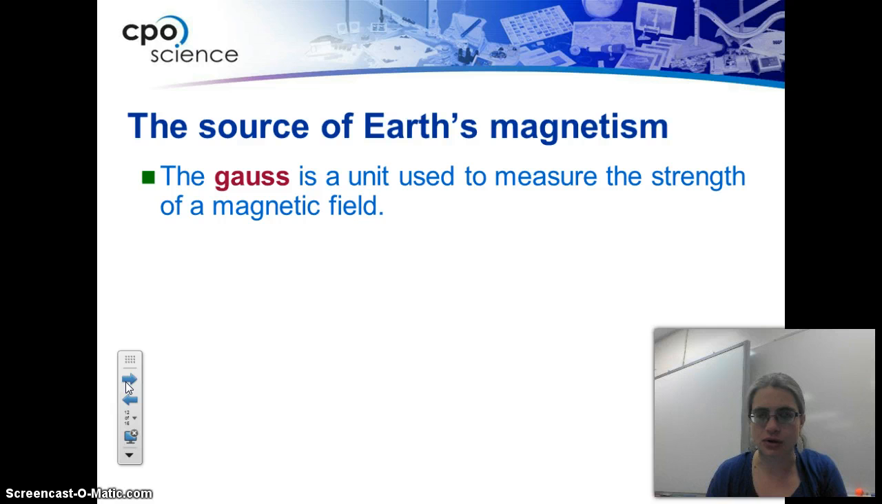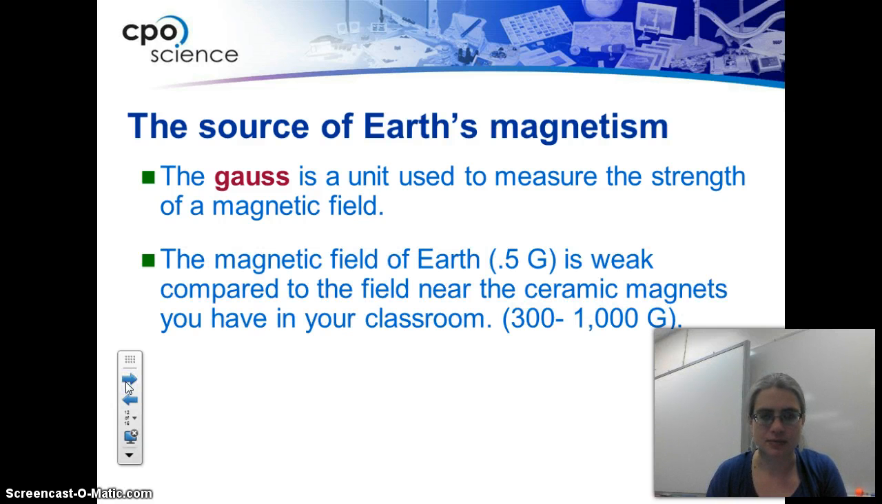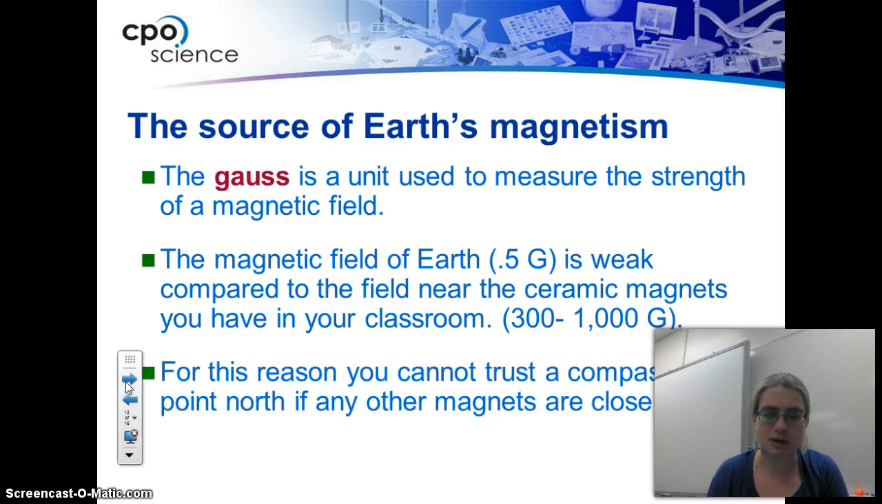The gauss is a unit used to measure the strength of a magnetic field. And the magnetic field of Earth is weak compared to the ceramic magnets around in the classroom. So you need to be careful. You can't really trust a compass if there are other magnets nearby. Also, large deposits of iron will throw it off. Explorers have gone astray just because the compass was pointing to a deposit of iron instead of the North Pole. So be aware.